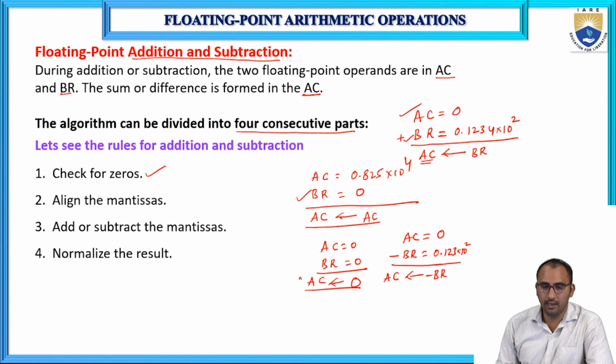So in this way, first we have to check for the zeros. If both are non-zero values, then the next step is to align the mantissas. The third step is to add or subtract the mantissas, and the last one is to normalize the result. We have seen the first part, that is, check for zeros. After that, align the mantissa.